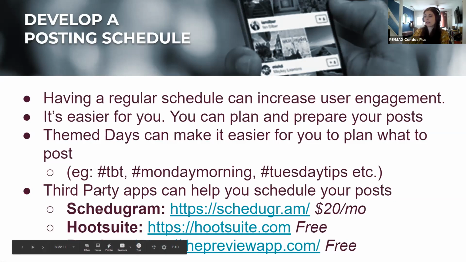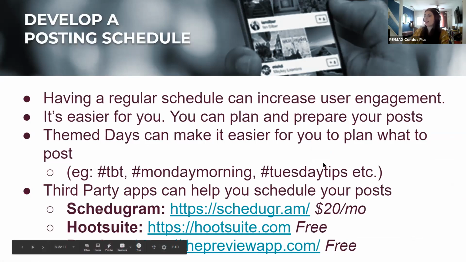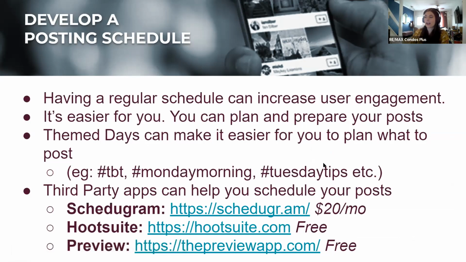Also, Hootsuite allows you to schedule. Schedugram, Preview, there are a few links down here. If you're scheduling your Instagram ahead of time, a lot of times you can at least get your regular posts up, and then you don't have to think about it as much, and it makes your job a little bit easier. And then you can use hashtags that are specific to the day of the week. Throwback Thursday is a really easy one to do, even though if you actually use the hashtag Throwback Thursday, it doesn't do anything anymore. Tuesday tips, Monday morning, but it just helps keep you on a schedule.